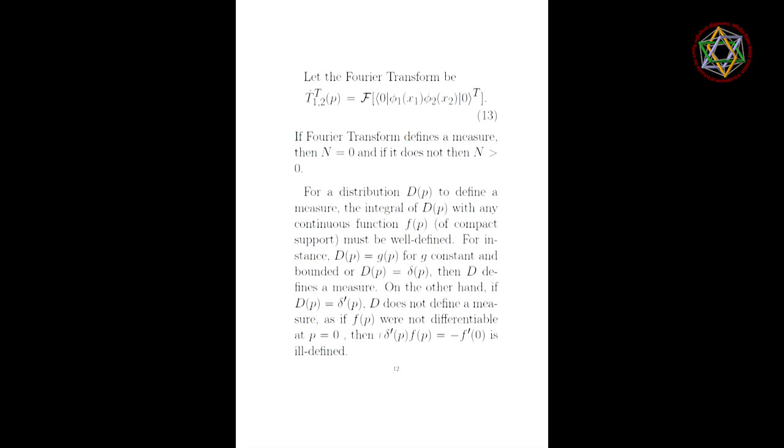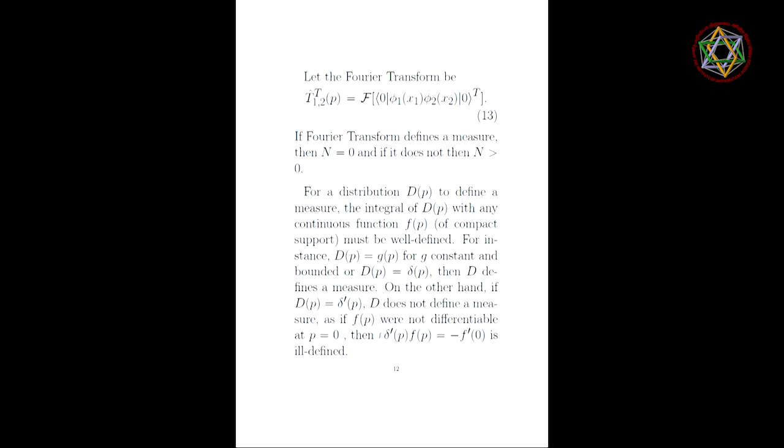So let me define the Fourier transform of that difference as T hat of p like this. F is the Fourier transform, and again I quote a result. If the Fourier transform defines a measure, then n is 0, then you go back to the Coulomb case, and if it doesn't, then n is positive.